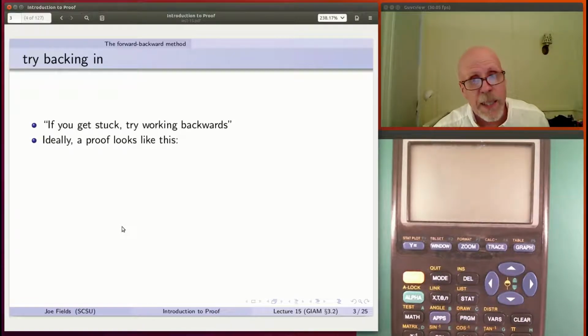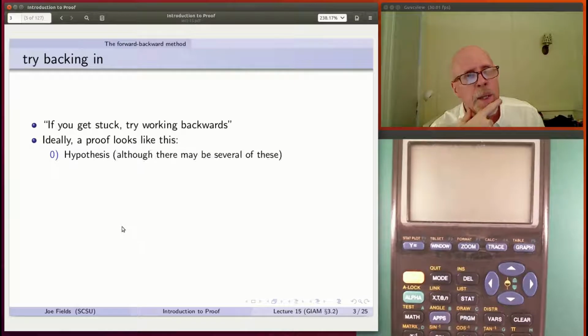So ideally, a proof has a shape like this. You'll have the hypothesis at first, or maybe at zeroth, the way I'm numbering them. There might be several of these. There can be a couple of statements that you use as hypotheses. There might be 0, 0.1, 0.2, however you want to number them. But then it looks like this. There's a sequence of deductions that you make.